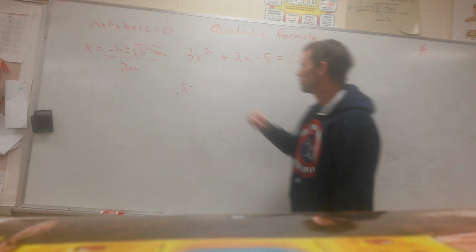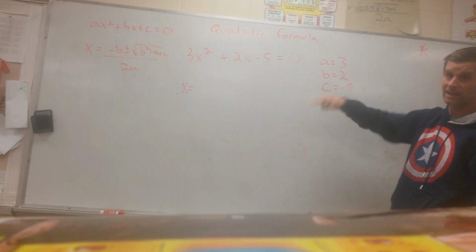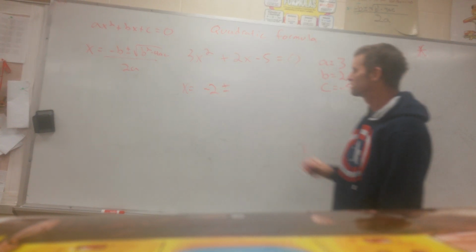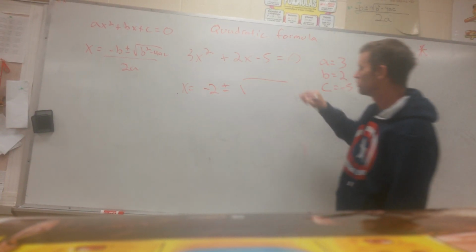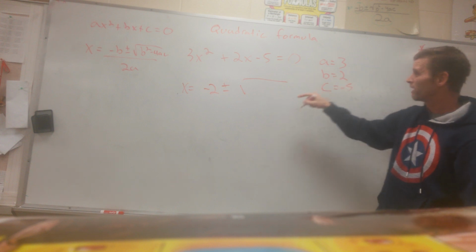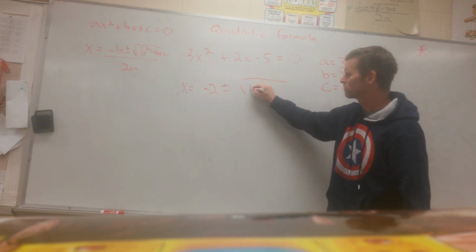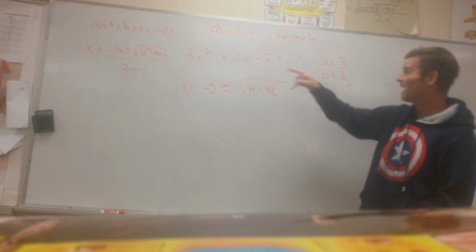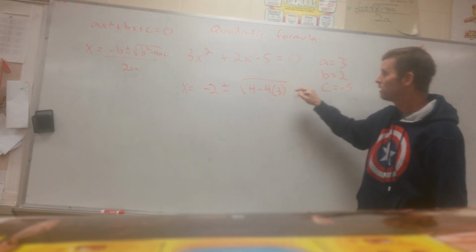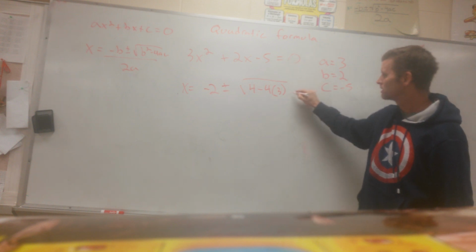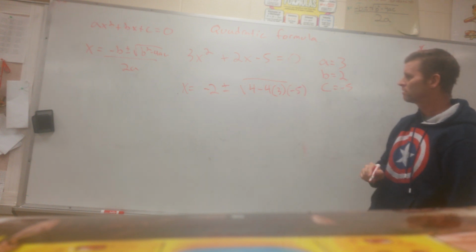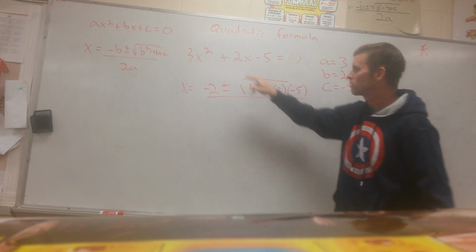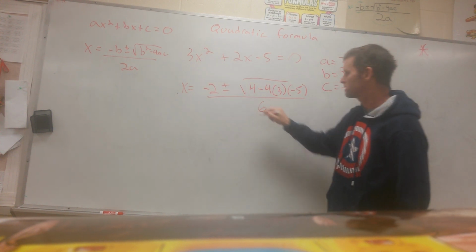So x equals negative b, so negative 2, plus or minus the square root of b squared, so 2 squared, which is 4, minus 4, it's part of the equation, times a, which is 3, times c, which is negative 5, all over 2a, so there's a, 3, so 2a is 6.